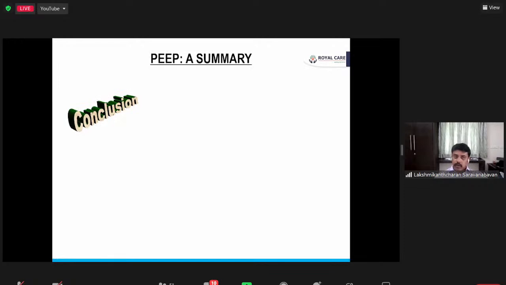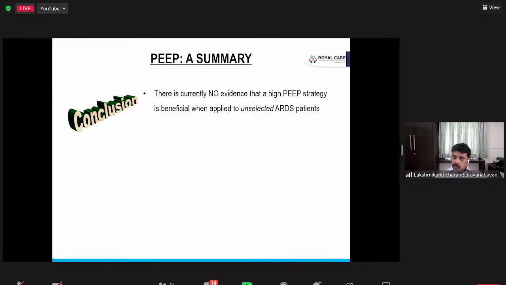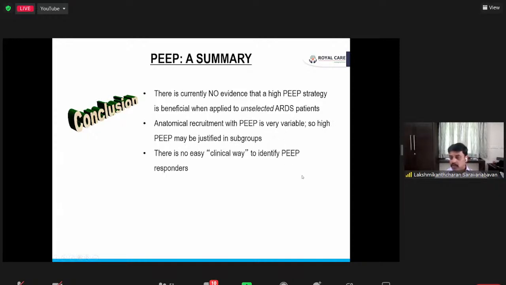So as a conclusion, whether you need to keep high PEEP or not, there is currently no evidence that a high PEEP strategy is beneficial when applied to unselected ARDS patients. That is, patients in whom you don't know whether the lung is recruitable or not. And anatomical recruitment with PEEP is very variable. So high PEEP may be justified in some subgroups. There is no easy clinical way to identify a PEEP responder.